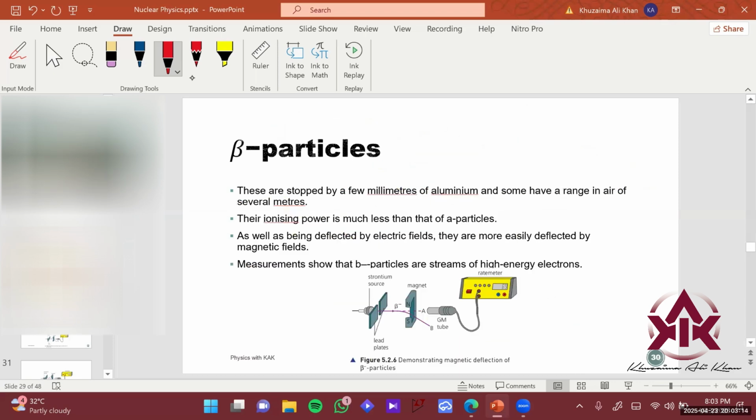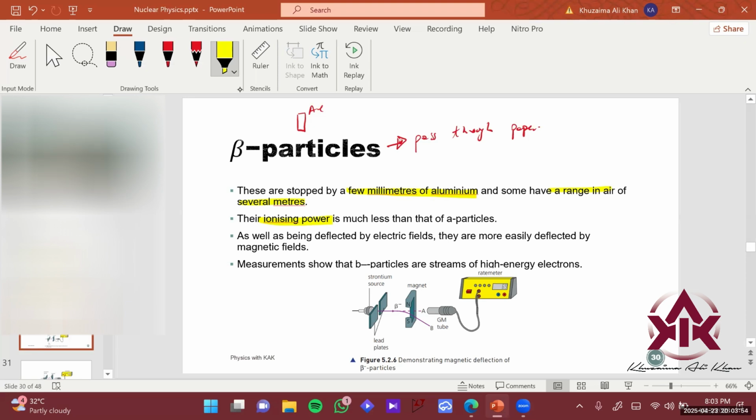Okay. Then we have beta particles. They can pass through paper easily, right? If you want to stop them, you use a 2 millimeter aluminum sheet. So these are stopped by a few millimeters of aluminum and have a range in air of several meters. They can go further compared to alpha particles because they have a very small or weak ionizing power. That is, they cannot interact with the atoms as strongly as alpha particles.